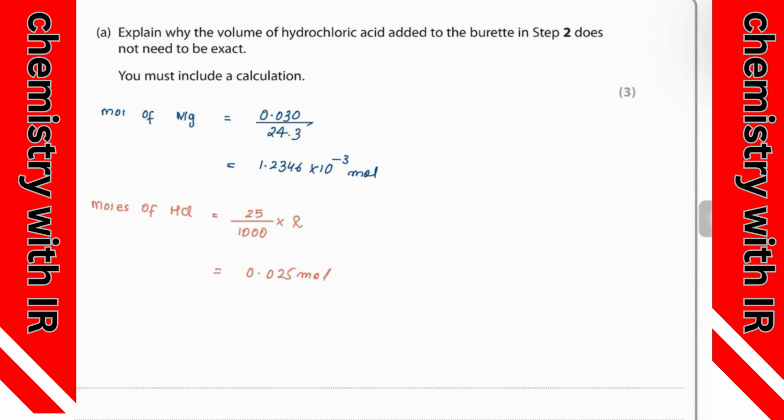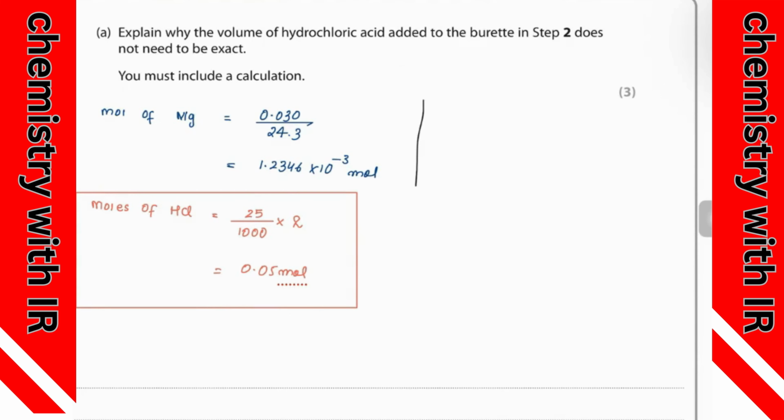Let me confirm this. Okay. Yep. 25 divided by 1000 and multiplied by 2. It's 0.05. It's 0.05 mole. We have 0.05 mole of HCl in the question. And this is the mole of magnesium.